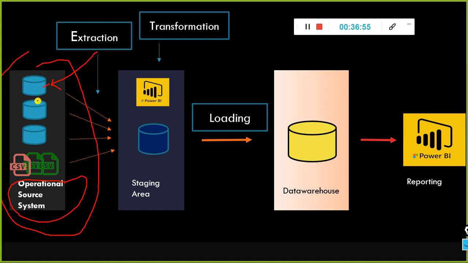This is your operational day-to-day orders raised by customers, or cancelled orders, or modified orders. Everything is happening in the source system. This is called your operational source system. Okay, so now this is the operational source system. This is happening automatically. We don't have to do anything from our side.